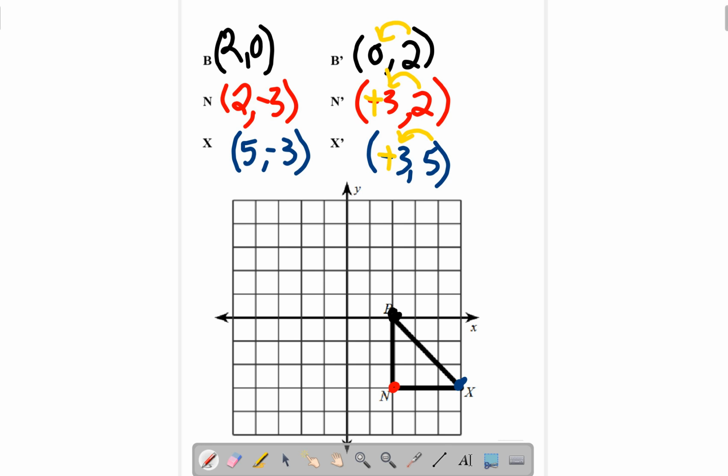So we have 0, 2. Okay, that's B prime. Then we have +3, +2. That's going to be N prime. And then here we have +3, positive 5.